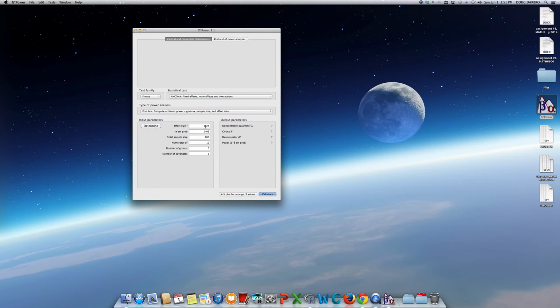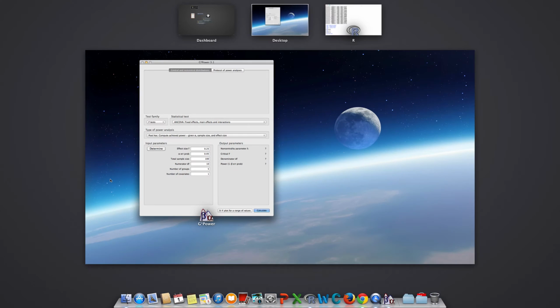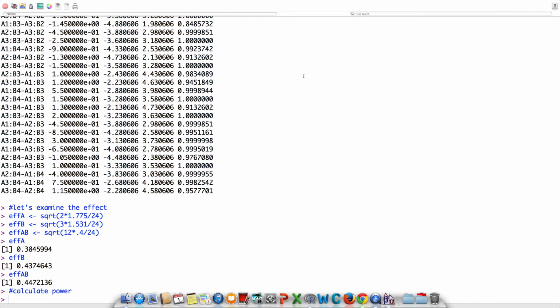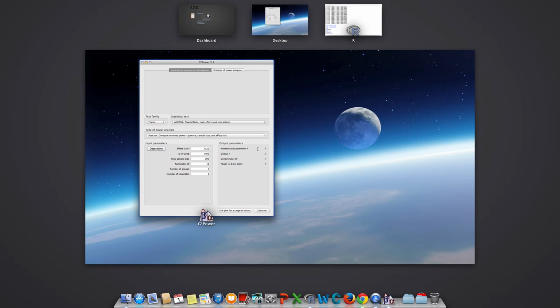Now, the effect size that we had for factor A was 0.385. Well, we will get over there, I think. You love the spinning wheel.